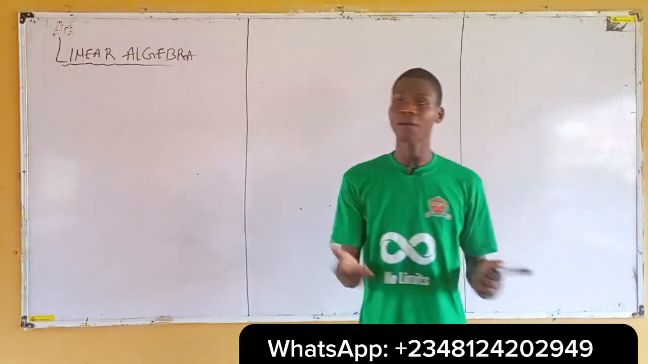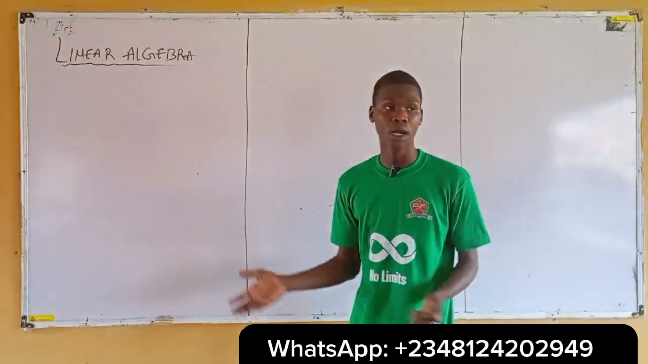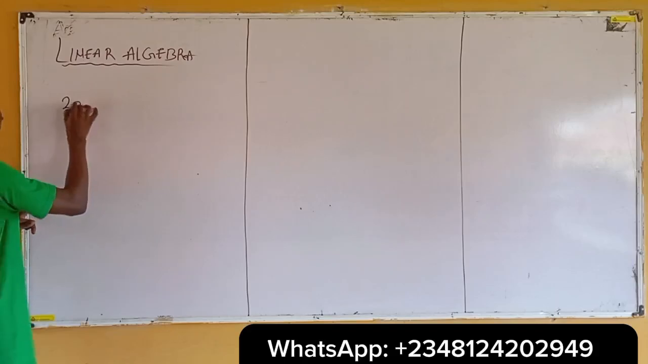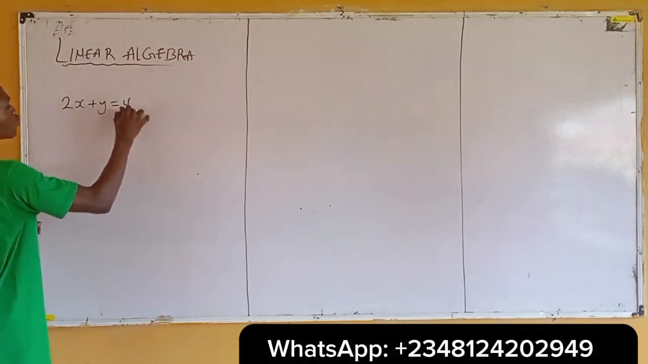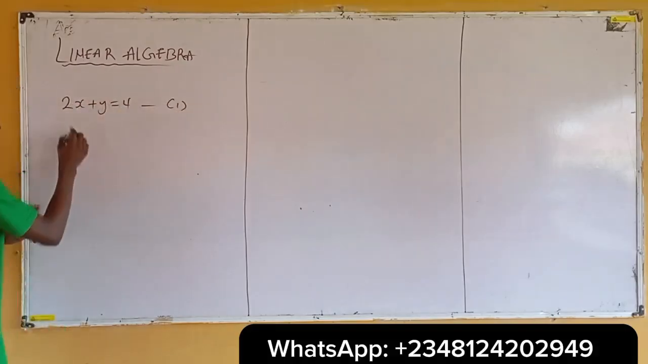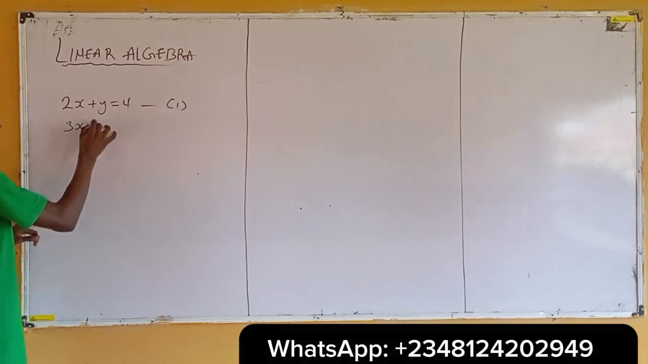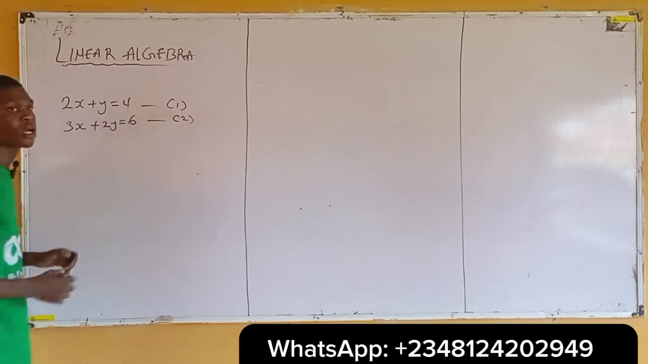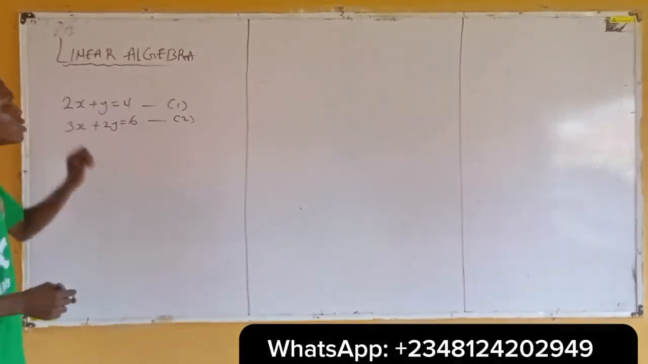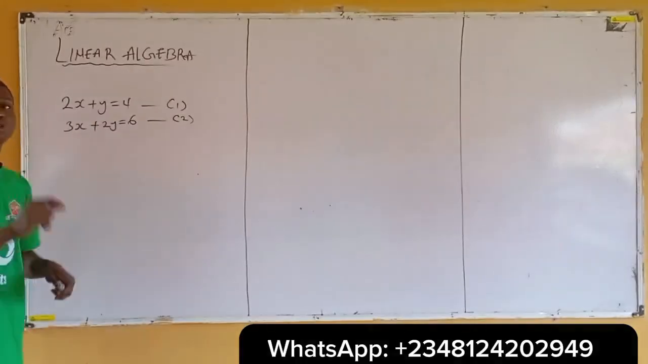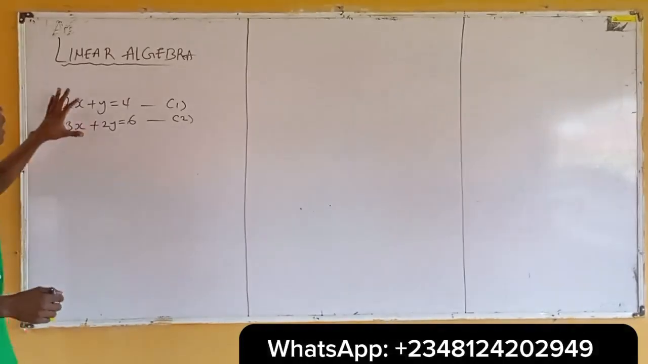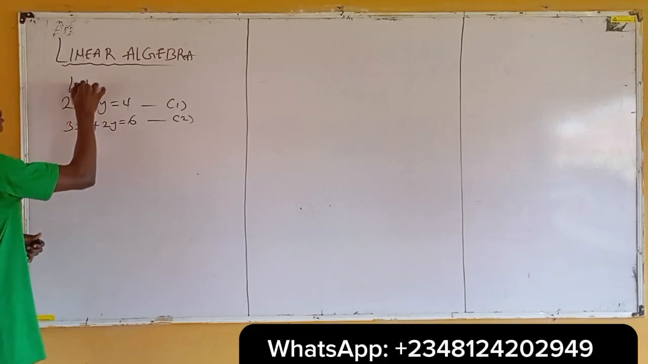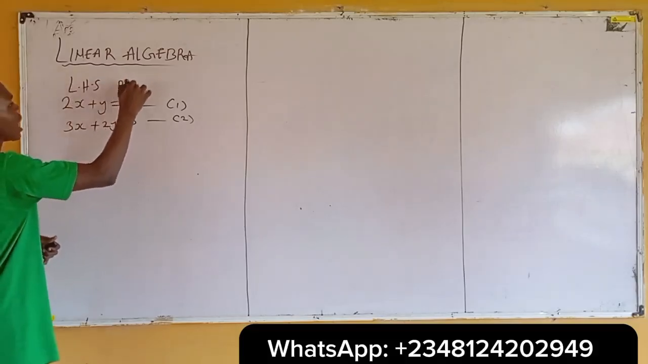So now, I've given you guys the definition of what linear algebra means. So the aim is that, let's say you are given this equation. Let's say you are given 2x plus y equals to 4, say equation 1. And equation 2, you are given 3x plus 2y is equals to 6, say equation 2. Under linear algebra, you want to know the value of x and you want to know the value of y. That by the time you substitute into this equation, the left hand side will be equals to the what? Right hand side.